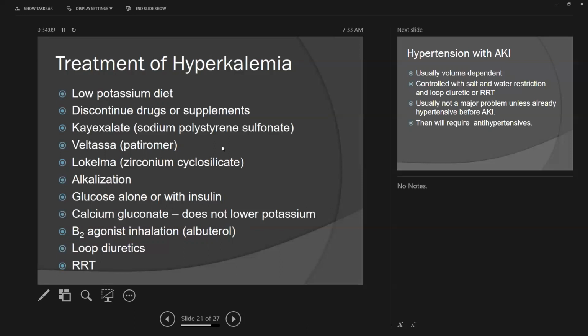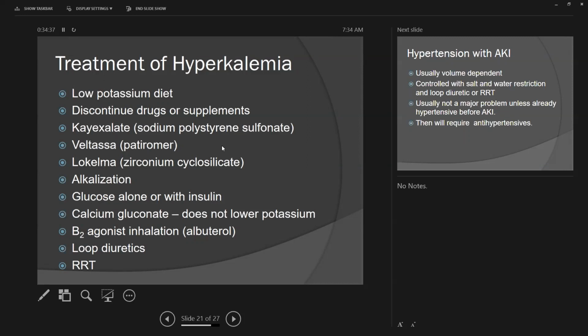Alkalization. Most of our patients with AKI are not only hyperkalemic, but they're acidotic. And outside of renal replacement therapy, the number one mechanism to lower potassium in an acidotic patient is to give them bicarbonate. The potassium will flood into the cell, and you can lower potassium faster that way than any other mechanism.